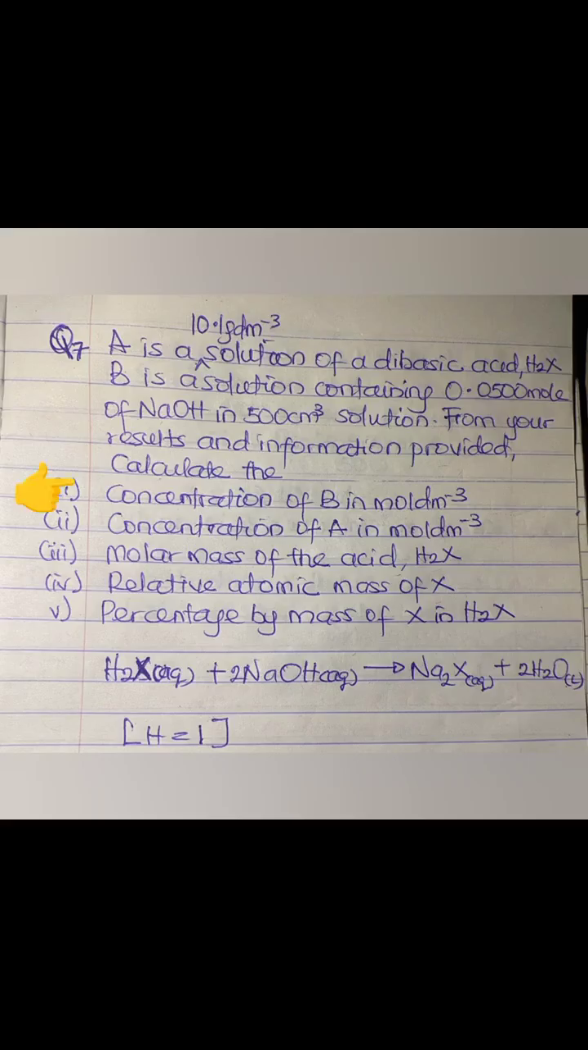Now, let's look at what we have here. Find the conc of B in mole per dm cube, conc of A in mole per dm cube, molar mass of the acid, relative atomic mass of S, and the percentage by mass of X in H2X. Looking at this, it's easy for us to get the solution, because B contains 0.0500 mole in 500 cm cube, so it's easy to know what will be in 1000 cm cube. Let's go to the page.